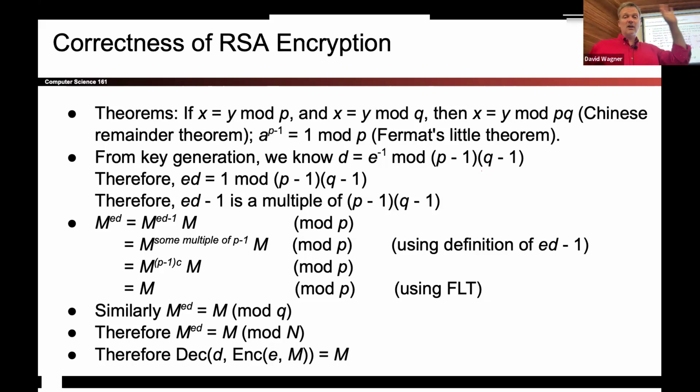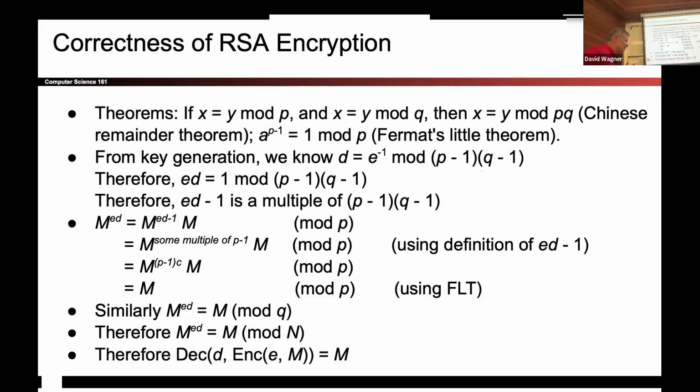So I did this long, convoluted, complicated calculation to discover that the result of decrypting the ciphertext is the same as the message M modulo p. And I could do the same reasoning modulo q and discover that the result of decrypting is the same as the message M modulo q. And so by the Chinese remainder theorem, it must be equivalent modulo p times q, or in other words, modulo N.